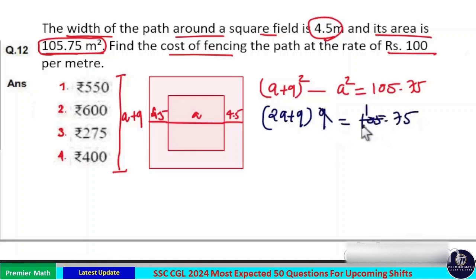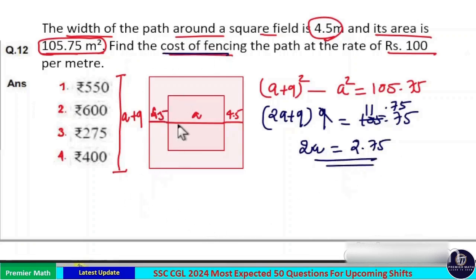Here 9 goes 1 time in 10, 9 goes 1 time in 15, remaining 6. 9 goes 7 times in 63, remaining 45. 9 goes 5 times in 45. So 11.75 is equal to 2a plus 9, which means 2a is equal to 11.75 minus 9, that is 2.75. If 2a is 2.75, here we need the cost of fencing.